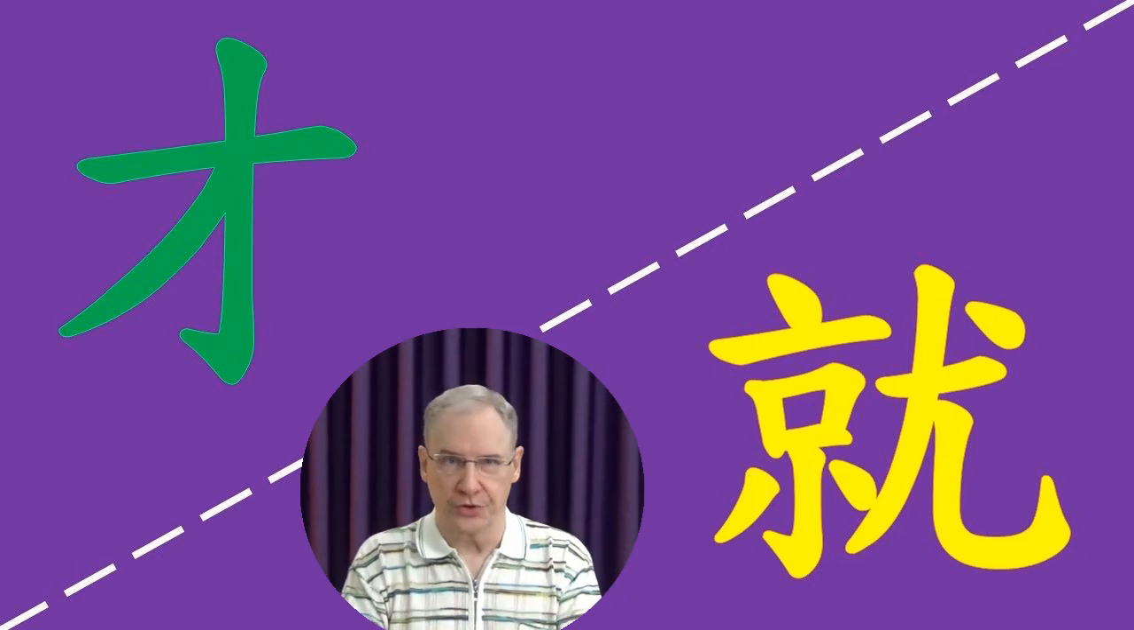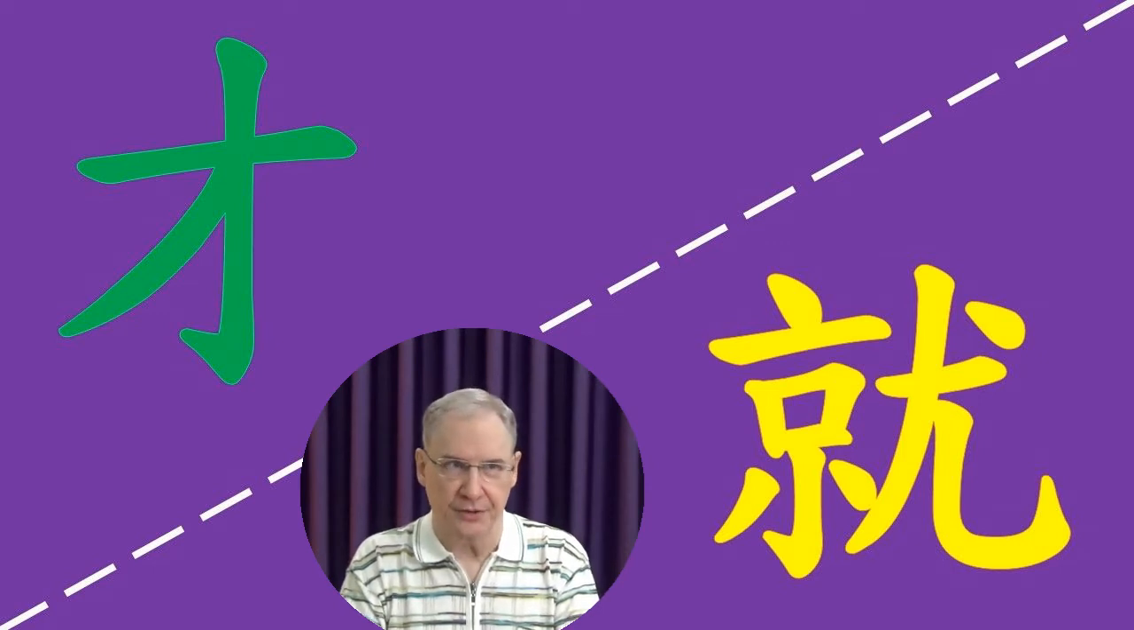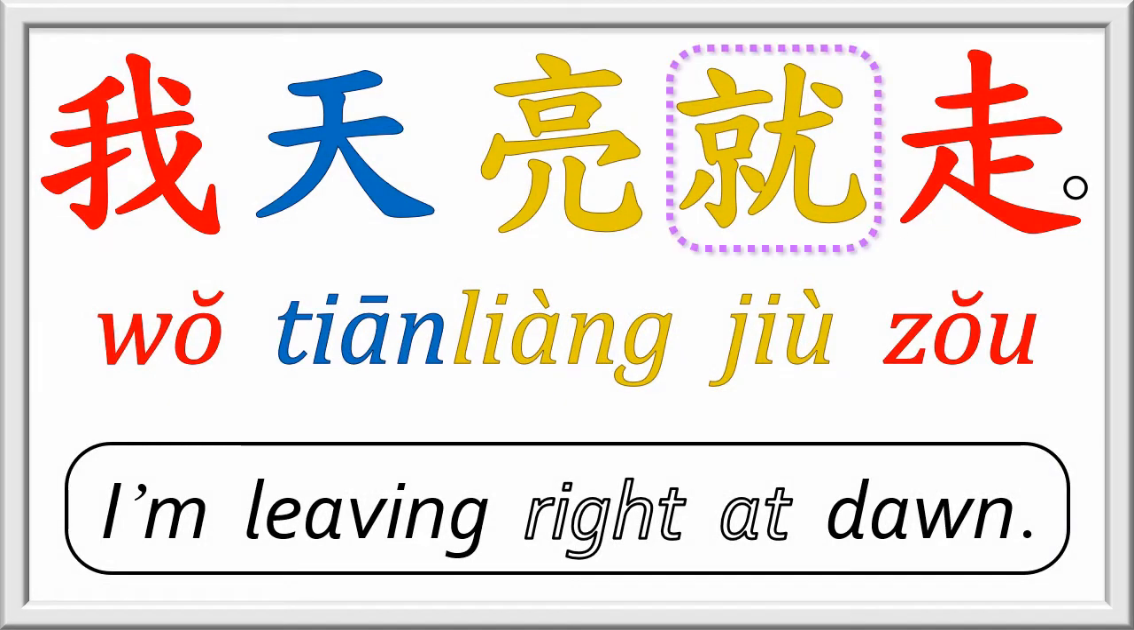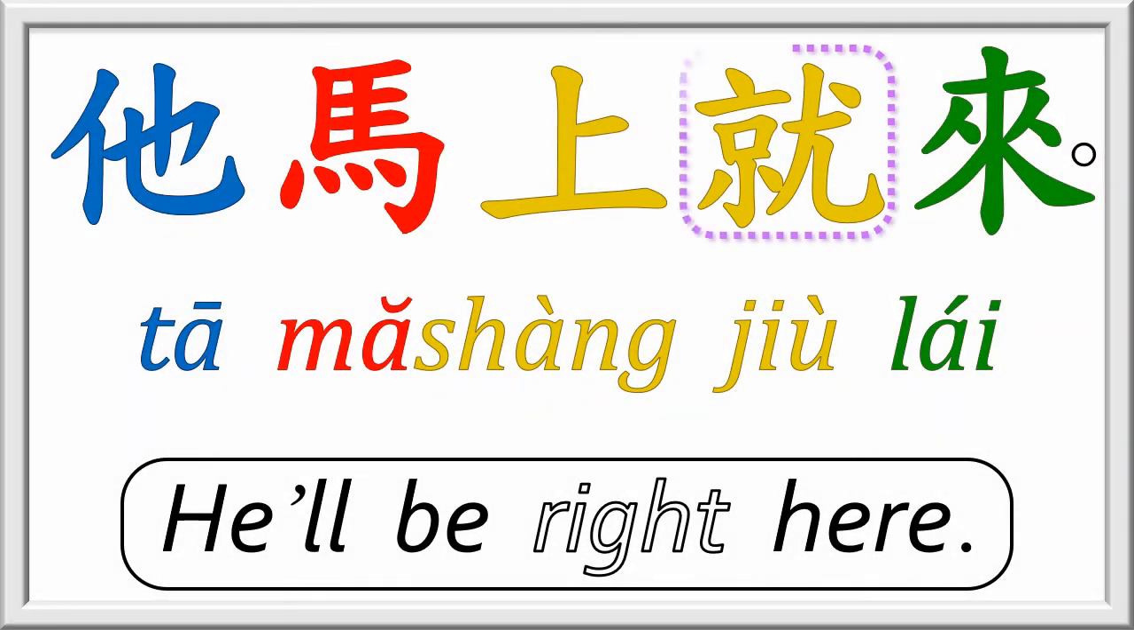Compare these two opposite notions. 才, emphasizing late action, and 就, stressing early action. 我天亮才走. I'm not leaving until dawn. 我天亮就走. I'm leaving right at dawn. 他马上就来. He'll be right here. He's coming right away. With 本来, meaning of course or originally, we acknowledge the situation from the start.